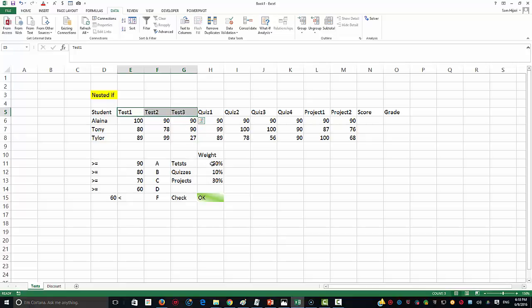In order for the person to get 60% of the total grade for the weight, it has to be the average of all the tests multiplied by that weight. And we're going to find the average of all the quizzes multiplied by the weight of the quizzes, plus the average of all the projects multiplied by the weight of the project. The addition of the average of the tests multiplied by its weight, plus the average of the quizzes multiplied by its weight, plus the average of the projects multiplied by its weight, is going to form for me the score.